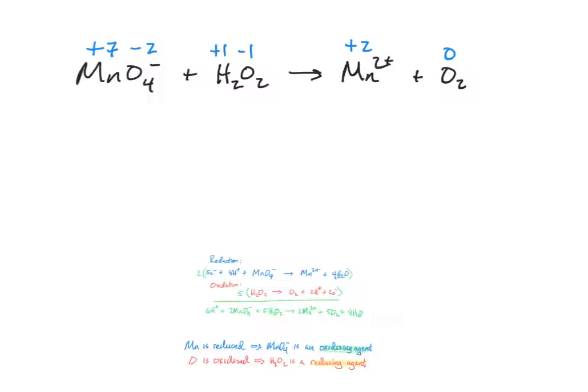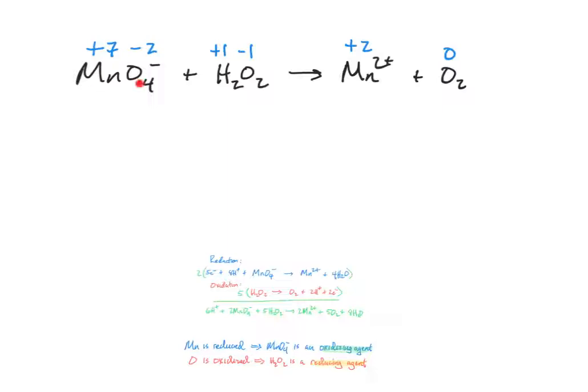What we can see is clearly the manganese is going from +7 to +2. So that's a reduction, right? We're gaining 5 electrons as the manganese goes from +7 to +2. But what's going on for the oxidation? We have a couple of options here.